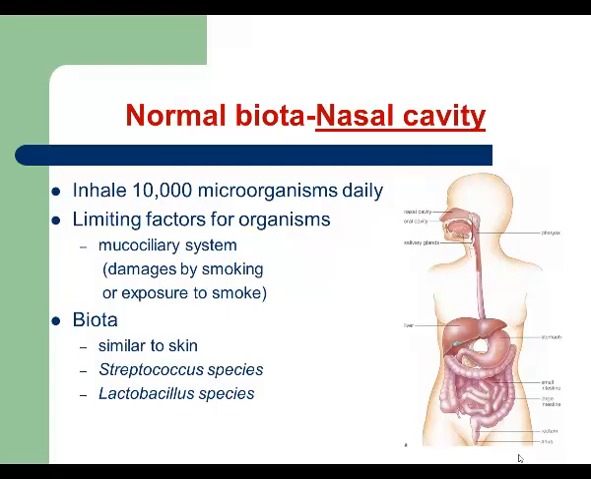So what kind of microorganisms can be found in this area as a part of normal microbiota? Normal microbiota of the nasal cavities is very similar to normal biota of the skin, plus Streptococcus species and Lactobacillus species from the gastrointestinal tract.